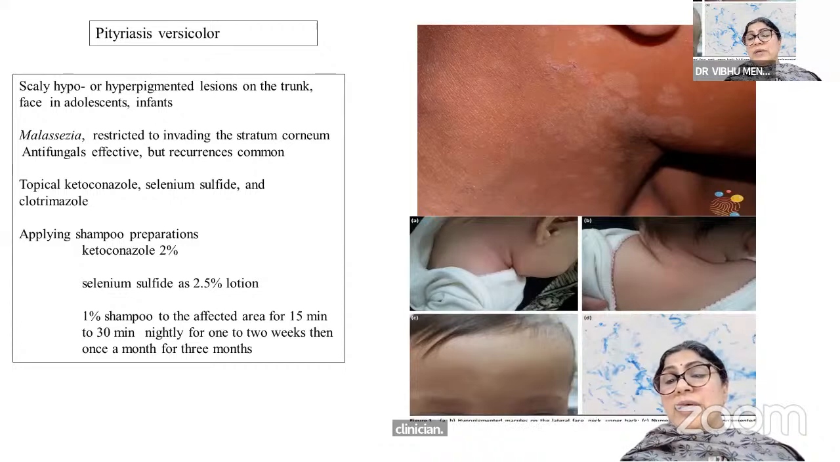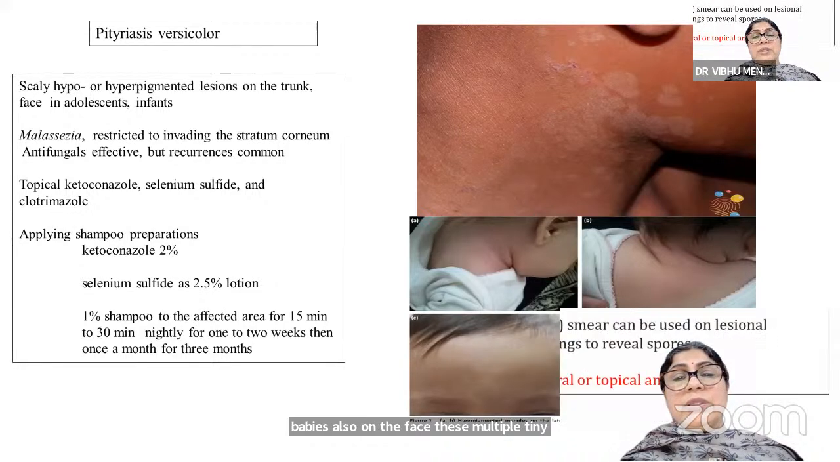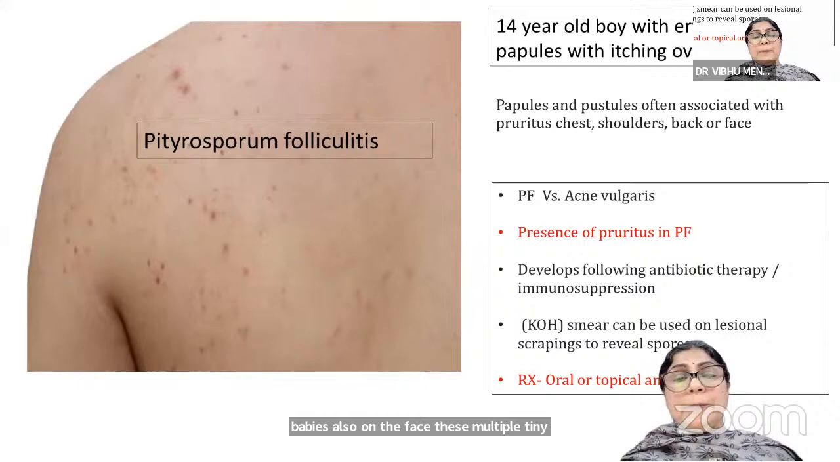So these points have to be kept in mind, and the diagnosis is again based upon microscopy. As you see, there is a small spaghetti and meatball appearance in the KOH preparation that we see. We also see this infection in infants and in very young babies also. On the face, these multiple tiny hypopigmented patches signify pityriasis versicolor.